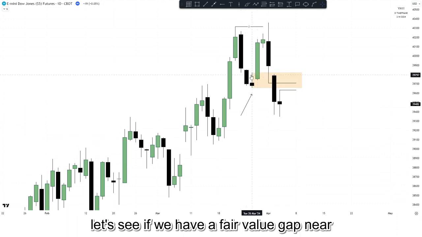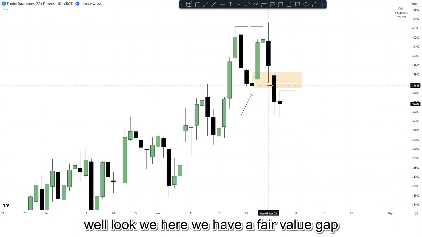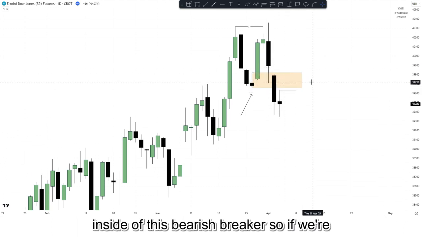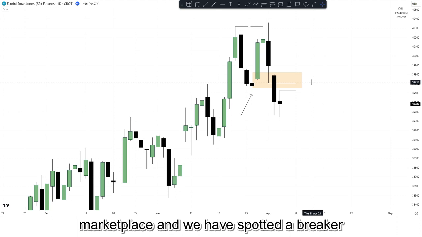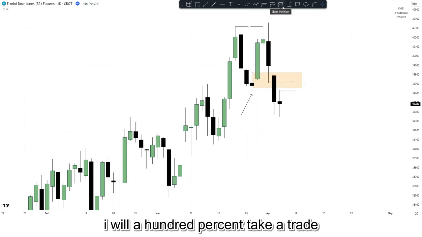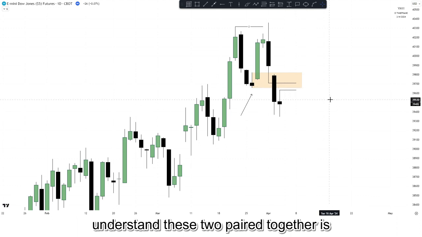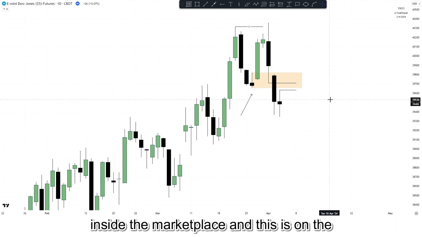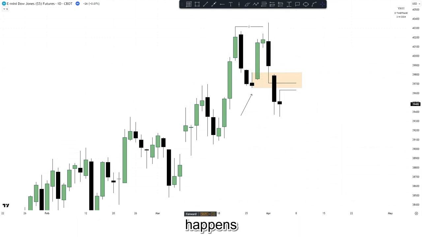Now let's see if we have a fair value gap near or inside of that breaker. Well, look, we have a fair value gap right here on the daily time frame inside of this bearish breaker. So if we're anticipating a reversal inside of the marketplace and we have spotted a breaker inside of the fair value gap, I will 100% take a trade inside of that fair value gap because I understand these two paired together is going to give me the most explosive move inside of the marketplace. And this is on the daily time frame. And let's see exactly what happens.